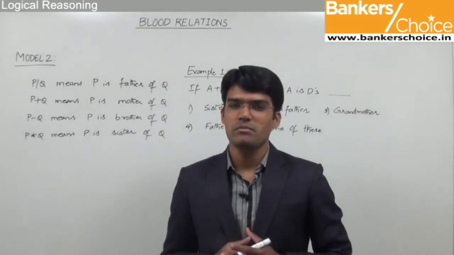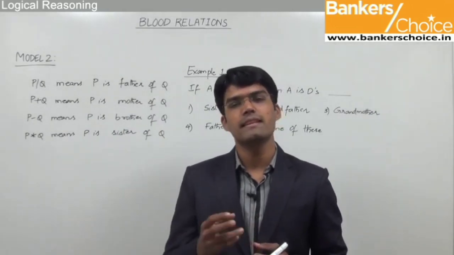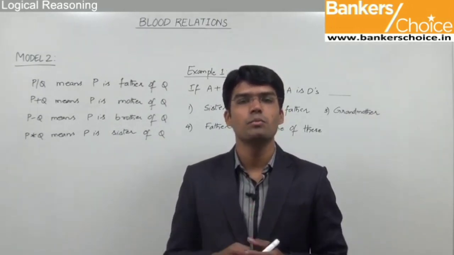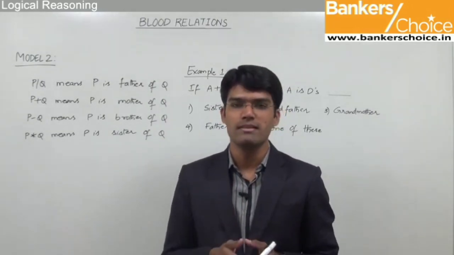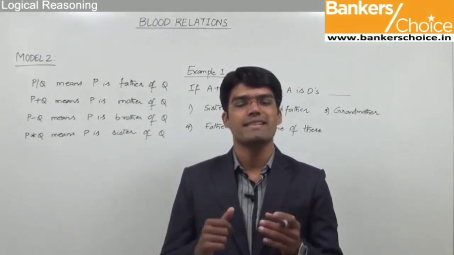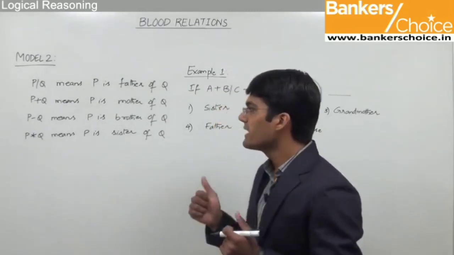Let us now discuss the second model from blood relations, which is generally a 3 marks question in bank exams. In this model, the relationship between two persons is given in terms of symbols, and then from the given equation we need to find out the relationship between the two extreme persons. Let's look at the example here.